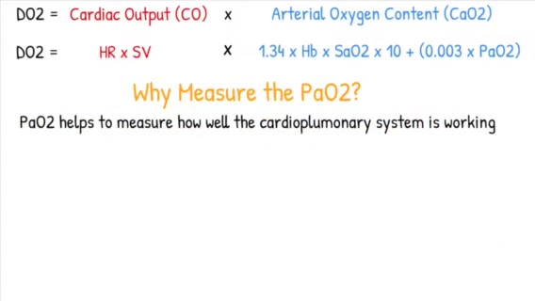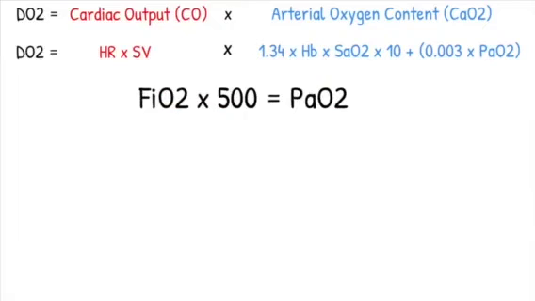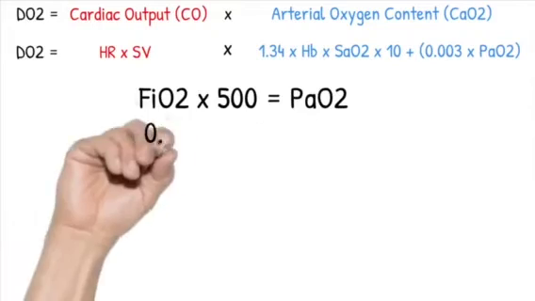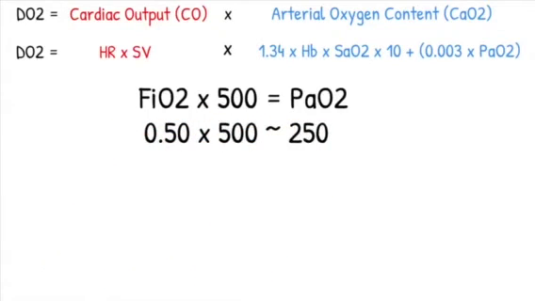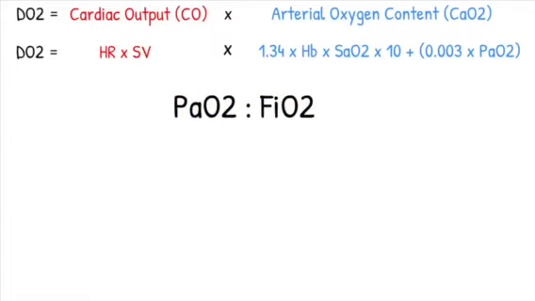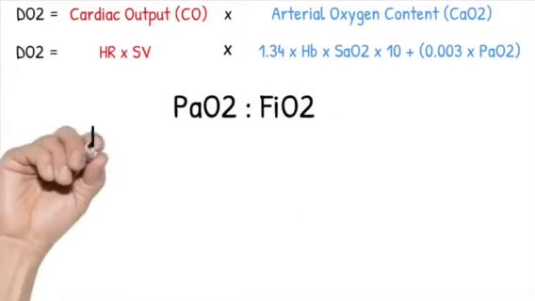We can approximate what the normal PaO2 should be for a given FiO2 by multiplying the FiO2 by 500. For example, at room air, the FiO2 is 21%. The PaO2 normally approaches 100. If we increase the FiO2 to 50%, then the PaO2 should approach 250 in the average adult at rest. Understanding the relationship of the PaO2 to FiO2 is important.